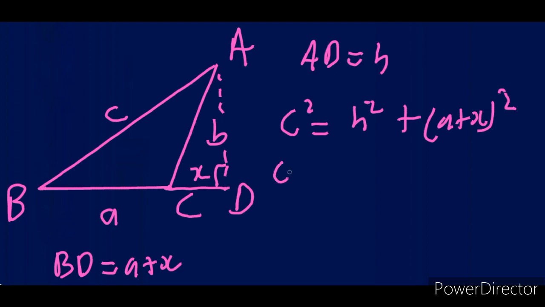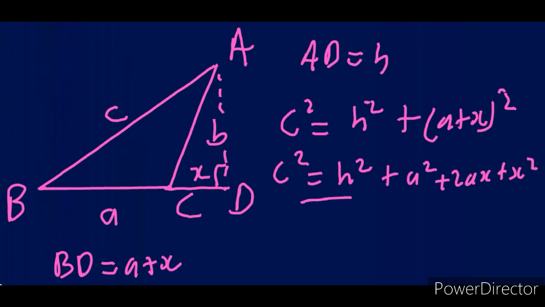So we'll end up having c squared is equal to h squared plus (a plus x) squared. Since this is squared, you're going to double the brackets, and when you multiply, you'll end up having a squared plus 2ax plus x squared. So from here, we have created our first equation. This is going to be our first equation.